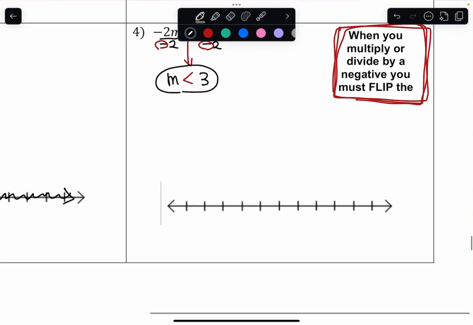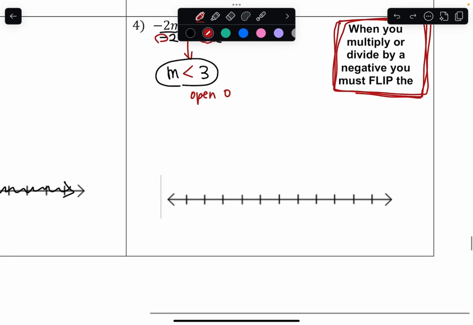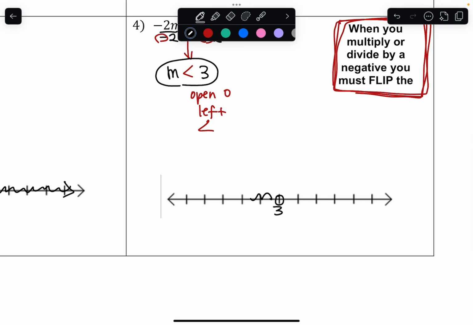Okay, so now this says m is less than 3. This is going to be an open circle because we don't have the equality option. And then it is going to be to the left because it makes our L shape. So we're going to put 3 with an open circle and shade to the left.